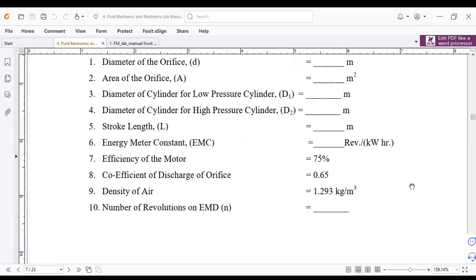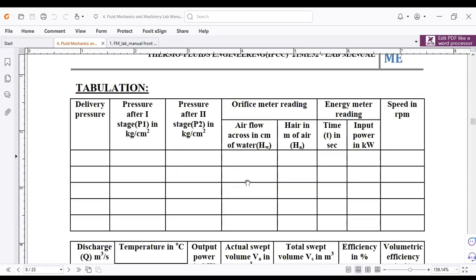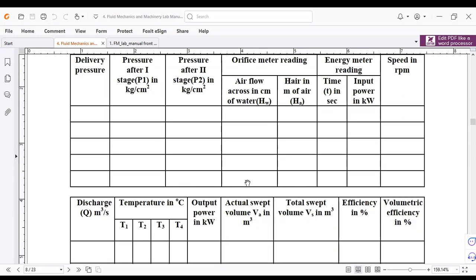Once you note all the observations, this is the tabular column. In this tabular column, during the experiment, we have to note down these values: delivery pressure, pressure after stage 1, stage 2, and airflow across the U-tube manometer. What is the difference head there, that should be calculated, and you have to use the formula.